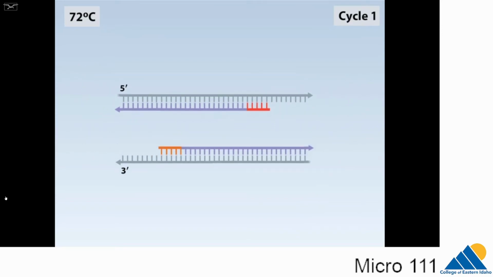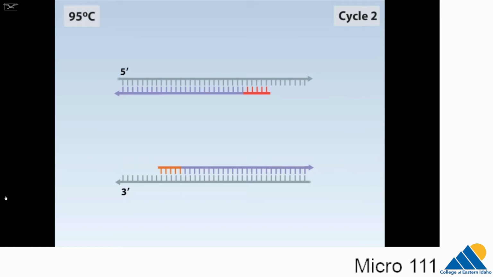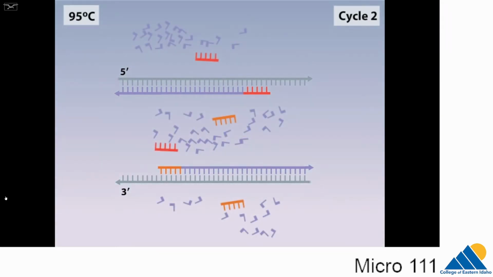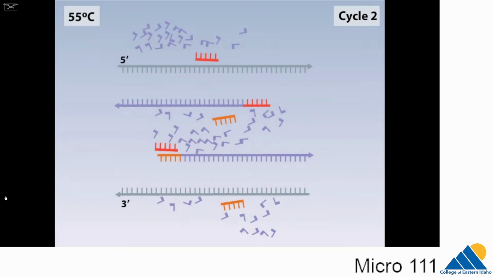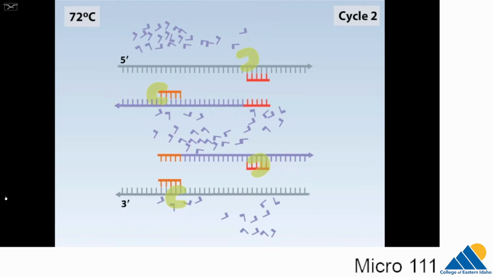The cycle is repeated, starting with the 95 degrees Celsius heating step. Cooling the solution to 55 degrees Celsius allows the primers to anneal. Heating the solution back to 72 degrees Celsius allows polymerization to proceed.